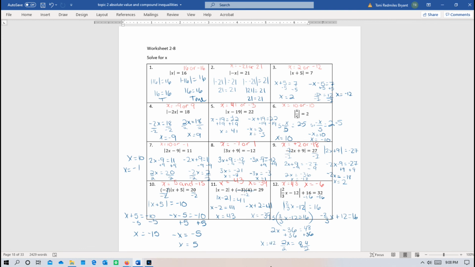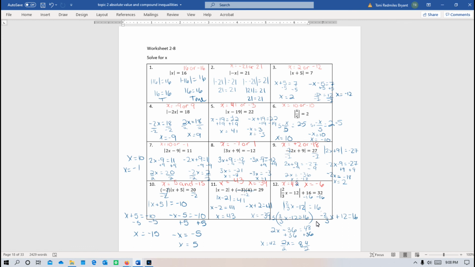How to get a 43? I got a 43 because I can't read my own handwriting. It's written as a 42 on my answer key, so I don't know how it became 43 when it got on the paper. But yes, it is a 42.